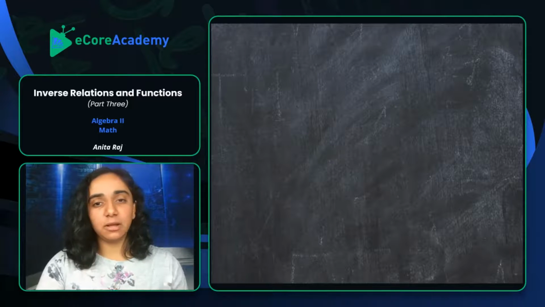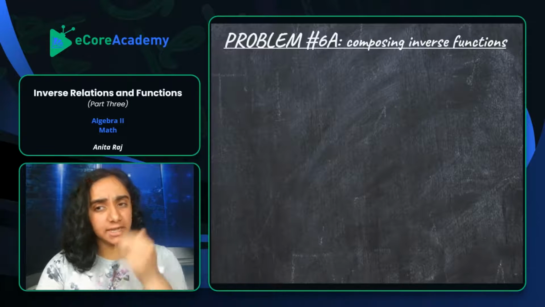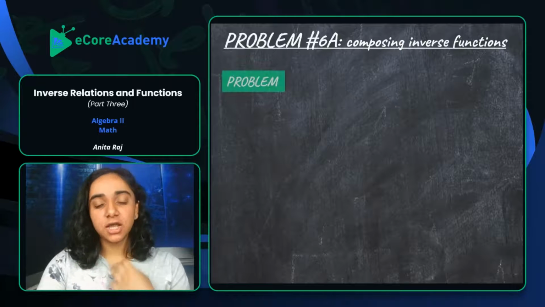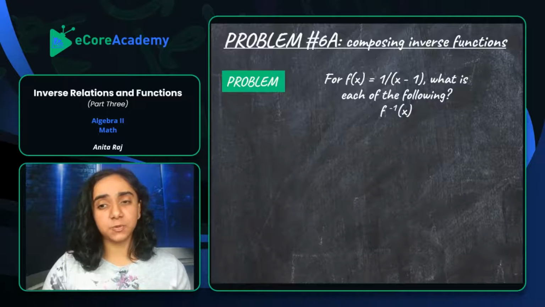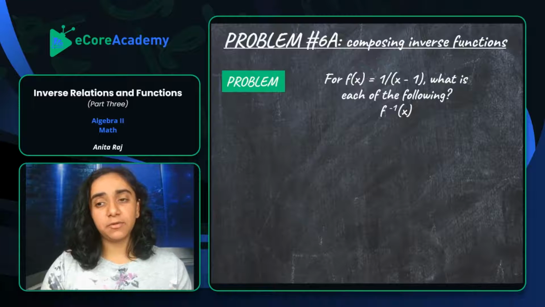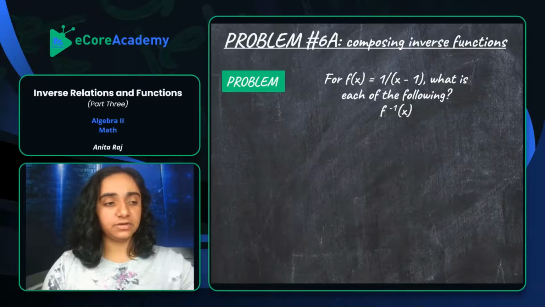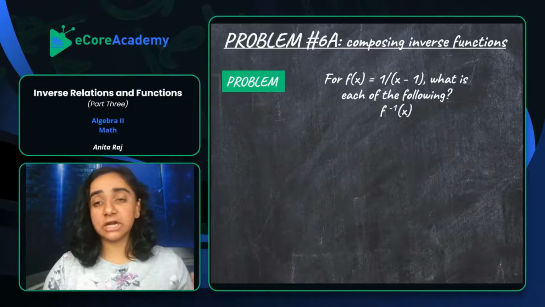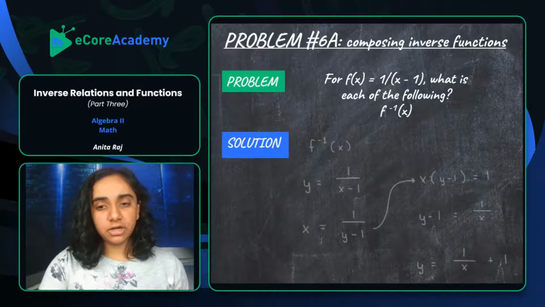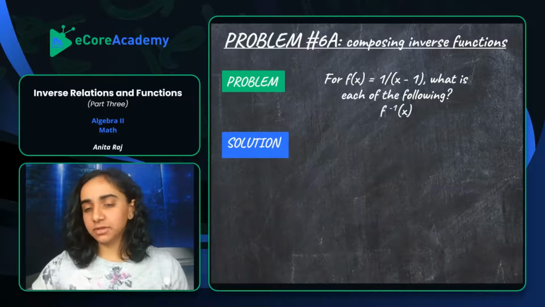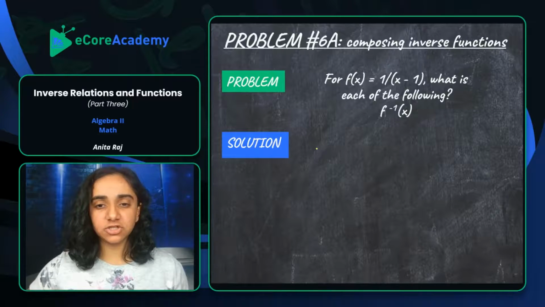So here's the first problem. Problem number 6a, composing inverse functions. In this problem, we're given the original function f of x equals 1 divided by x minus 1, and we're asked what is each of the following. In this case, we're trying to find f inverse of x. So we're pretty much trying to find the inverse of the function we've been given. Here's the solution already pre-written for you. I'm going to go through this again with you. It's very simple. We're just finding the inverse of the function we've been given.